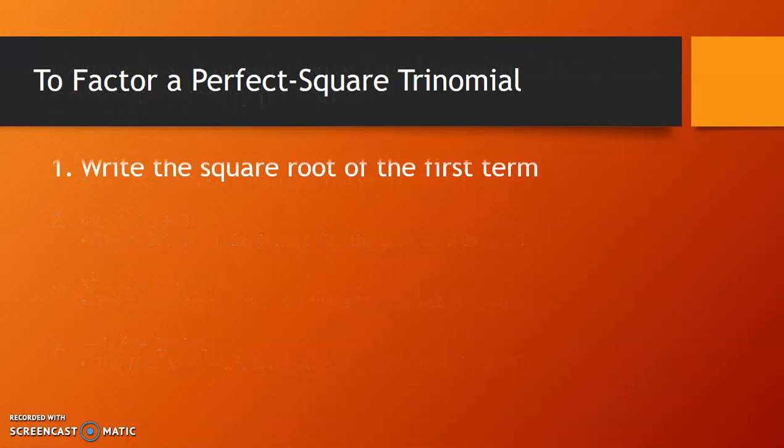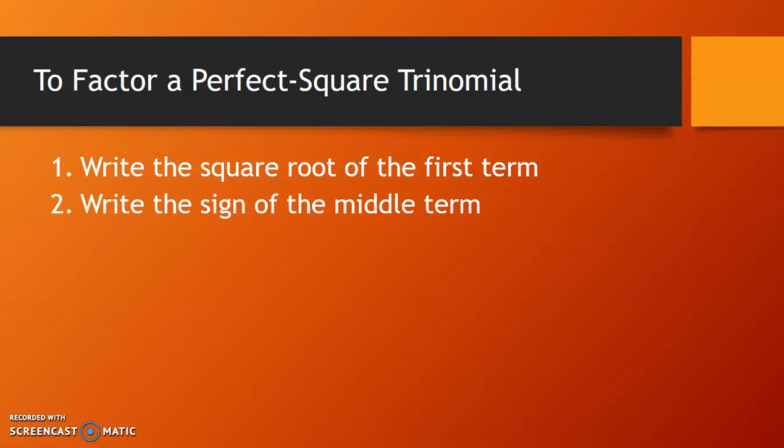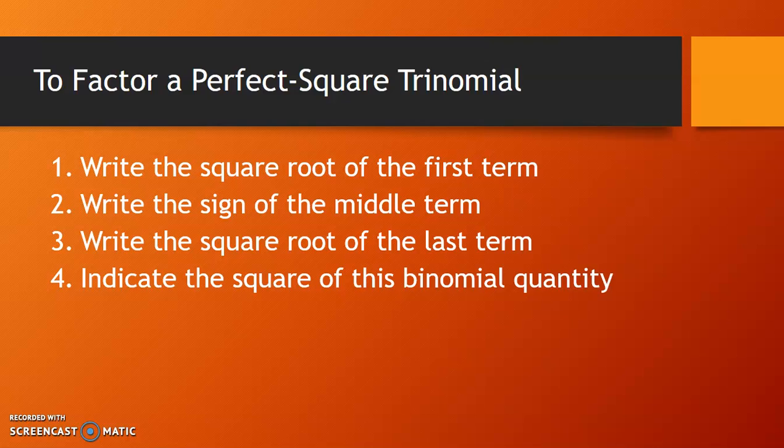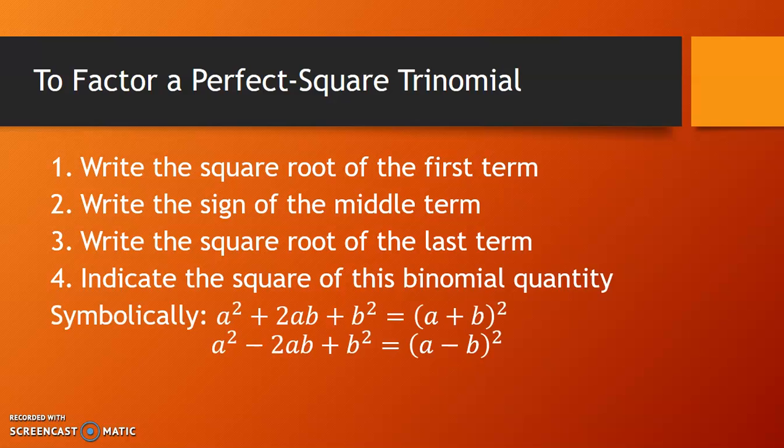In order to factor a perfect square trinomial, you want to write the square root of the first term, write the sign of the middle term, and write the square root of the last term. So you just have to square root the first and the last terms, very similar to what we were doing at the start of this video. And then that sign in the middle, so whether it's plus or minus, that's what goes in between your two terms. Indicate then that it's the square, so we put that whole quantity in parentheses and we put a little 2 exponent next to it. So symbolically it would look like this. If I have a squared plus 2ab plus b squared, that would be a plus b squared. And then a squared minus 2ab plus b squared would be a minus b squared.